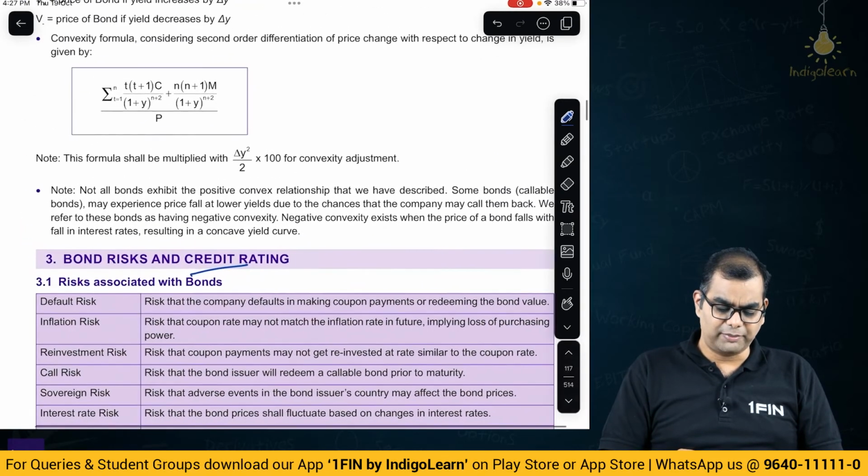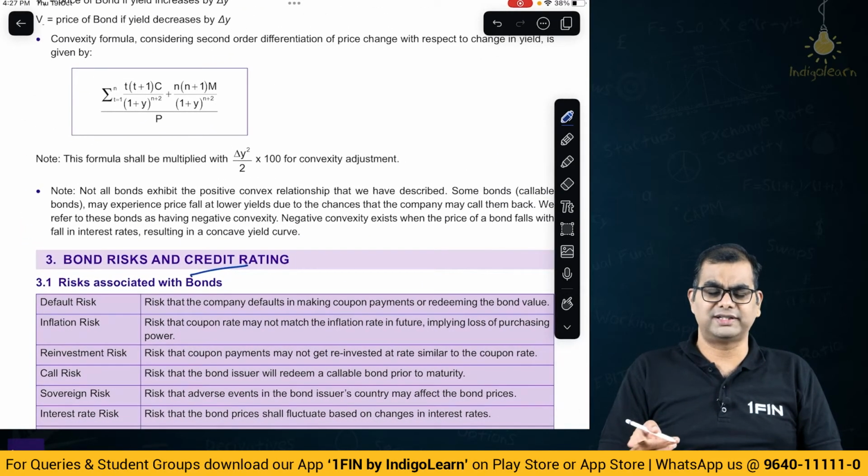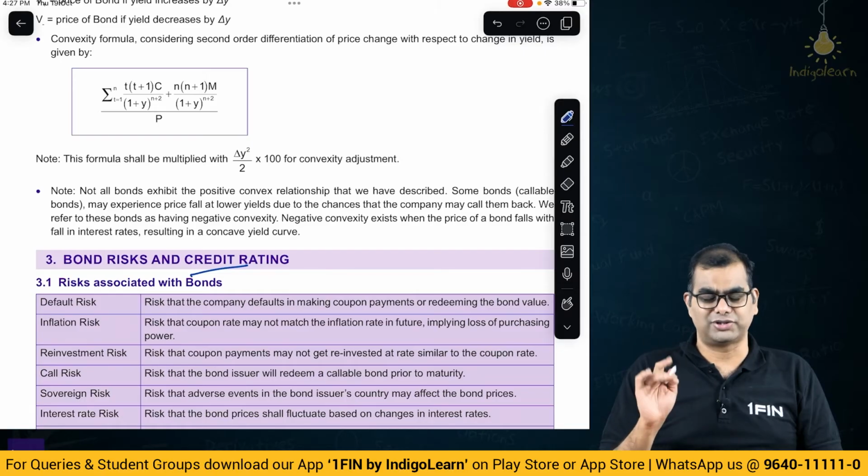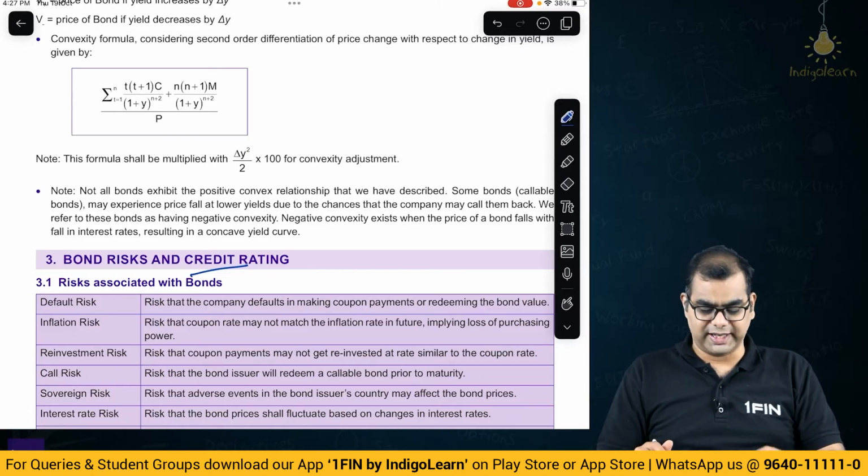There is a small topic on positive and negative convexity. It is not in the syllabus. I have explained it in the main course. I don't want to explain it here. Normal convexity is called positive convexity. There is something called negative convexity when the bond has a call option. So I am not going to spend time on it at all.